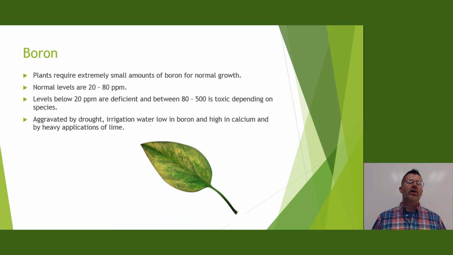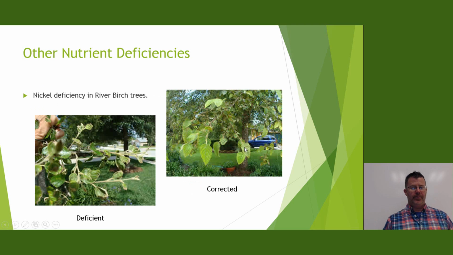Boron. Plants require extremely small amounts of boron for normal growth. Normal levels are 20 to 80 parts per million. Levels below 20 parts per million are considered deficient, and anywhere between 80 to 500 is toxic, depending on the plant materials we are talking about. It is aggravated by drought, irrigation water low in boron and high in calcium, and by heavy applications of lime. And here we just have an example of boron deficiency.